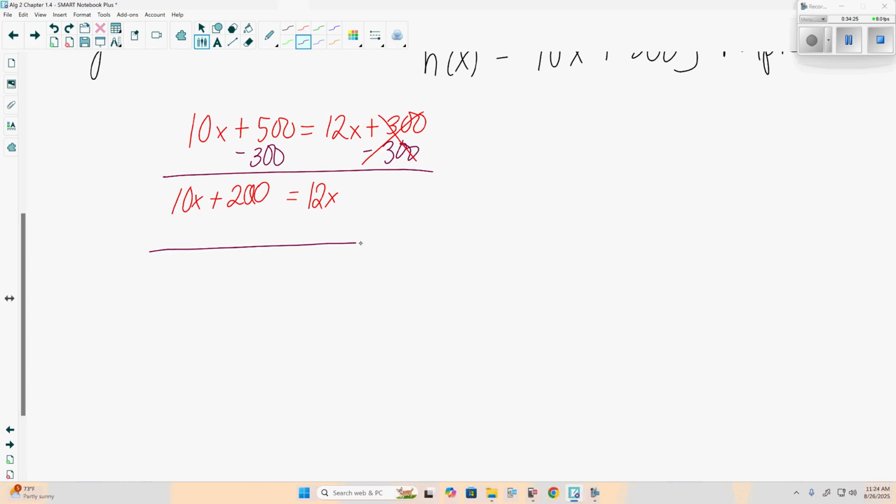Then we would subtract the 10x from both sides. 12x minus 10x is 2x. Left-hand side, 10x minus 10x is 0. Last, we divide both sides by 2, telling us x is equal to 100.